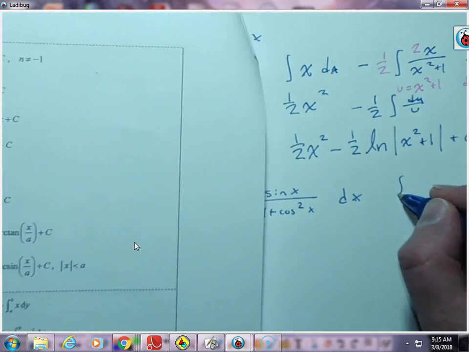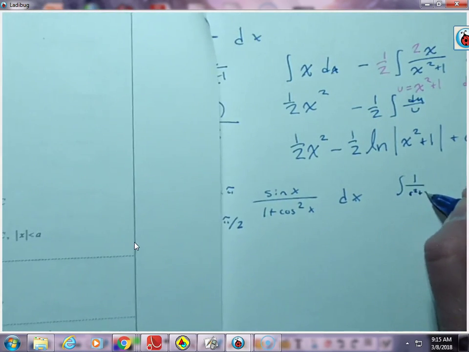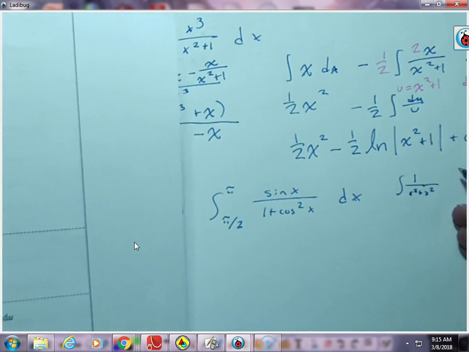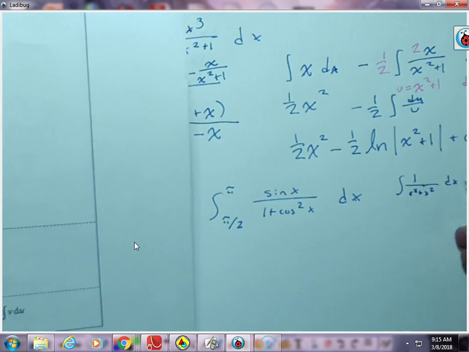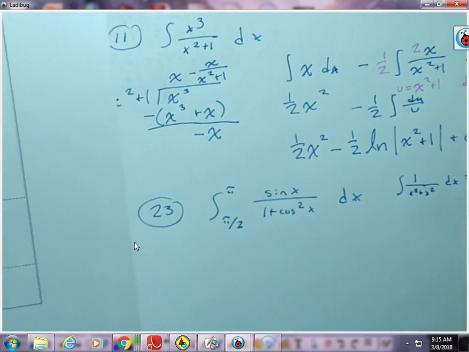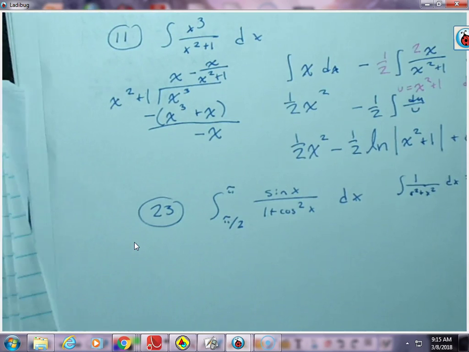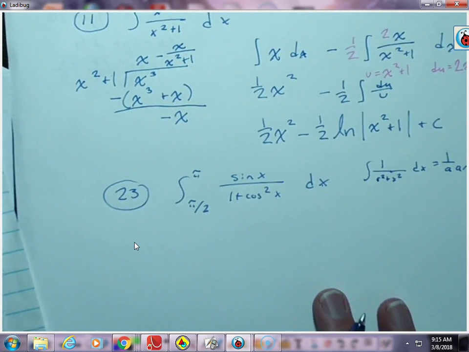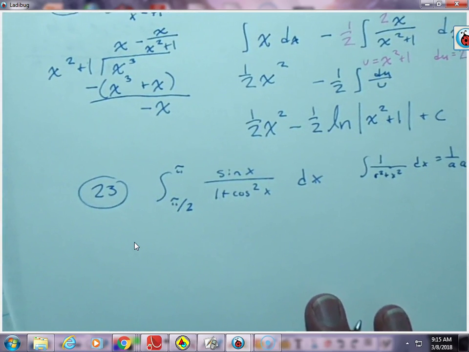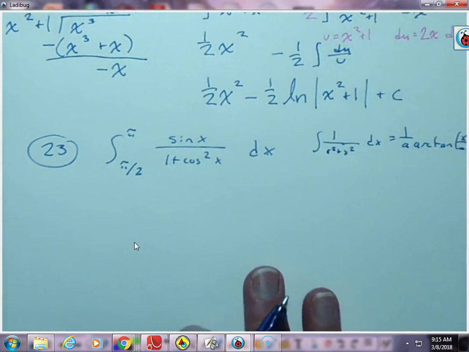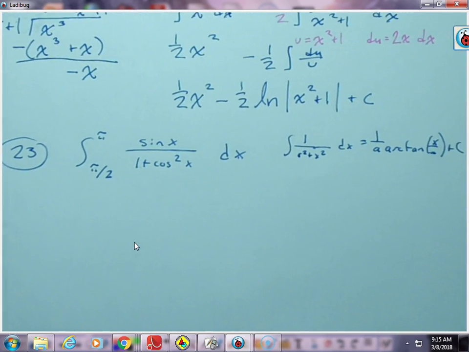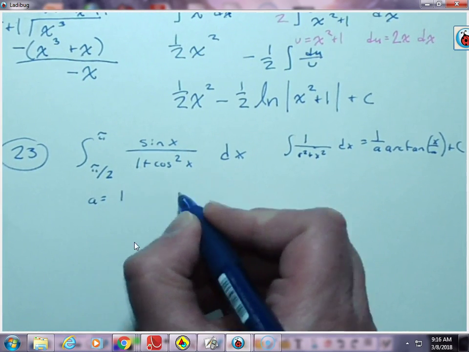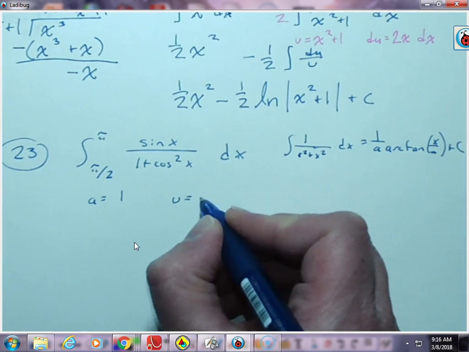So I'll just kind of write this rule off to the side to kind of remind you. Pretend you can tell that's an A. Are you using your imagination today? I am. So 1 over A, arctan x over A plus C. Did I say 1 over a squared plus x squared? Yes. That was the imagination part. Okay. All right, so for us, what would A be? 1. And what are we going to use for U?